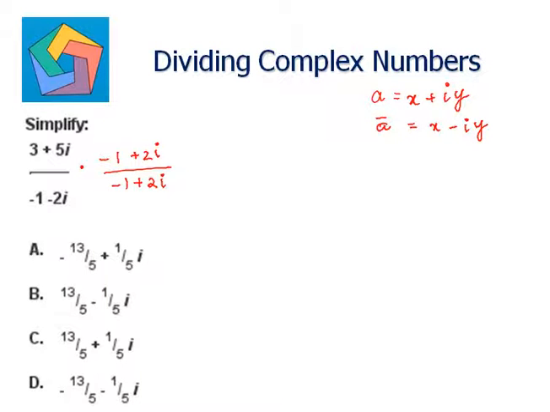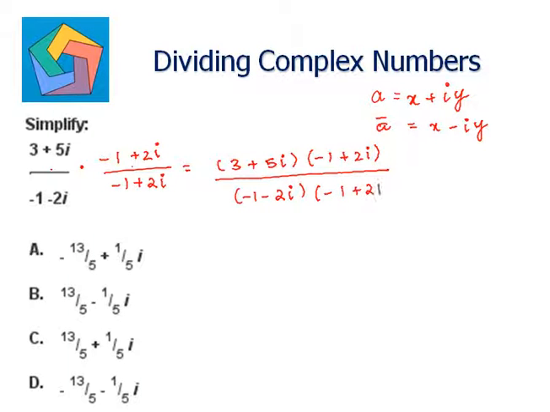So now we need to multiply numerator with numerator and denominator with denominator. This is equal to (3 + 5i) times (-1 + 2i) over (-1 - 2i) times (-1 + 2i). And we will use the FOIL method to simplify the numerator and the difference of squares to simplify the denominator.